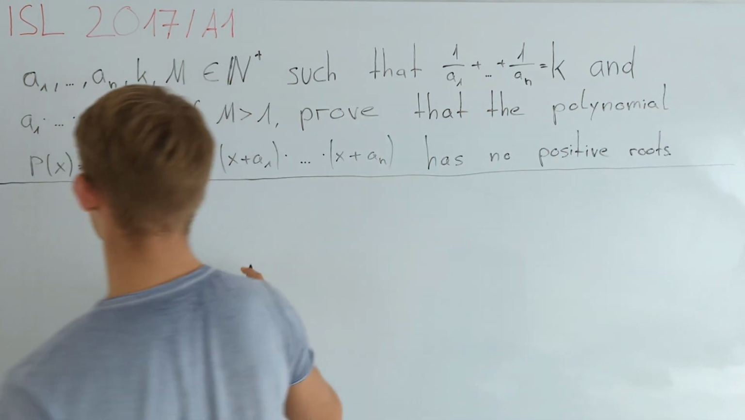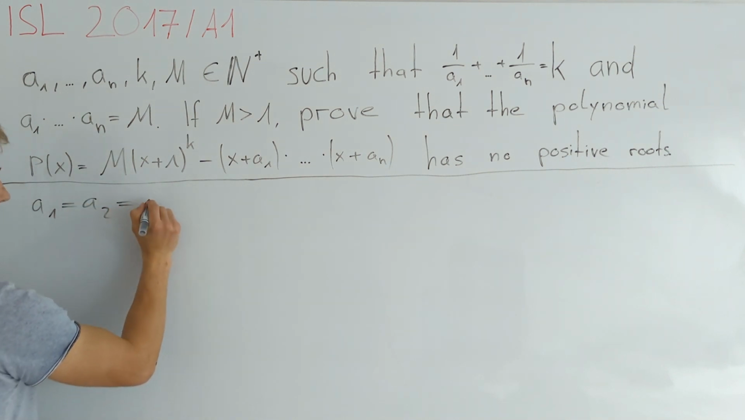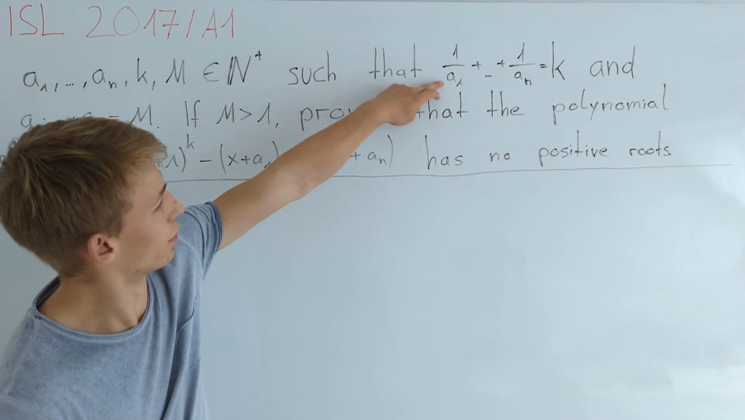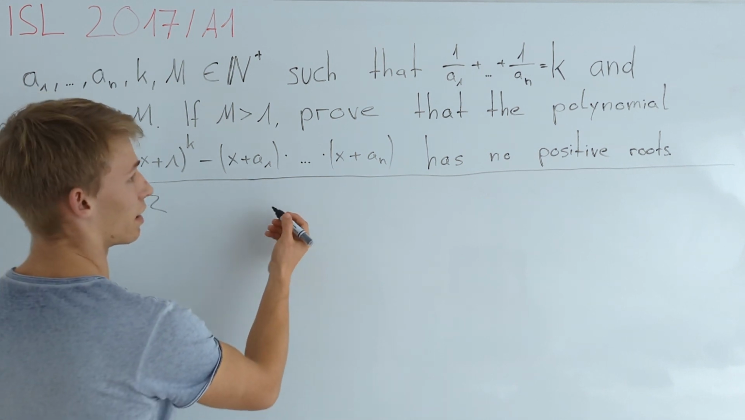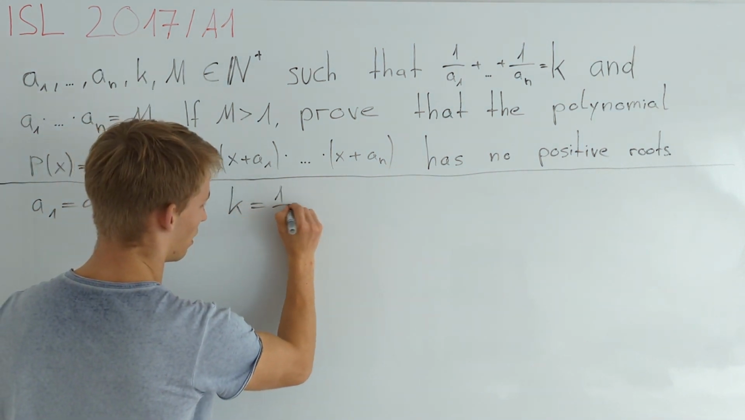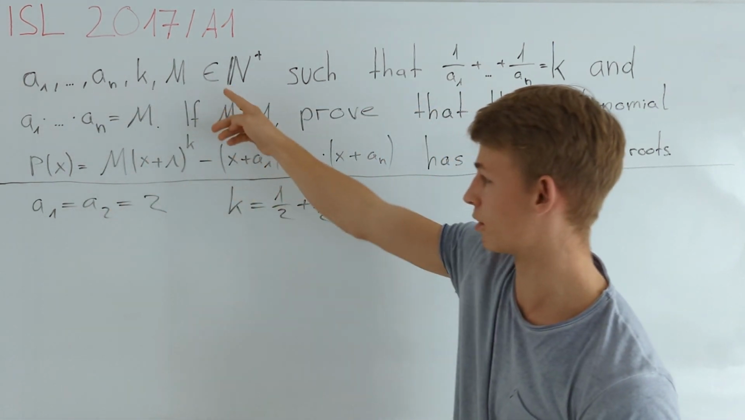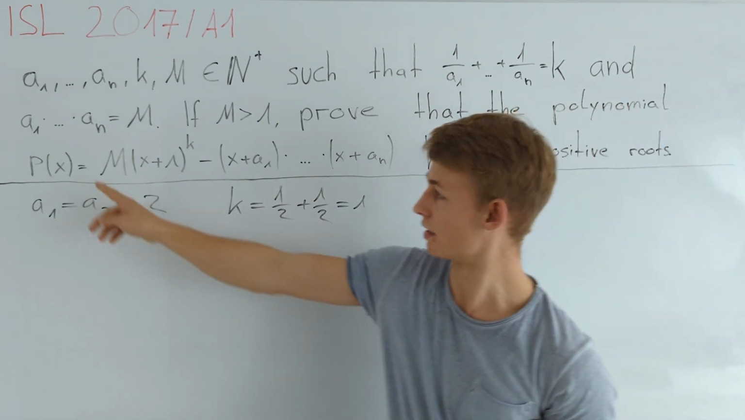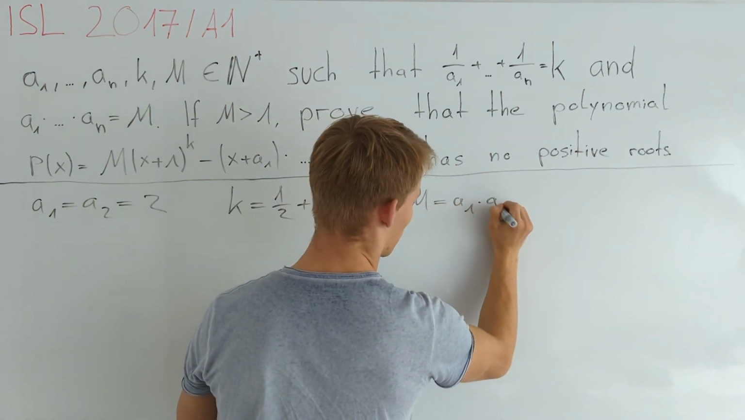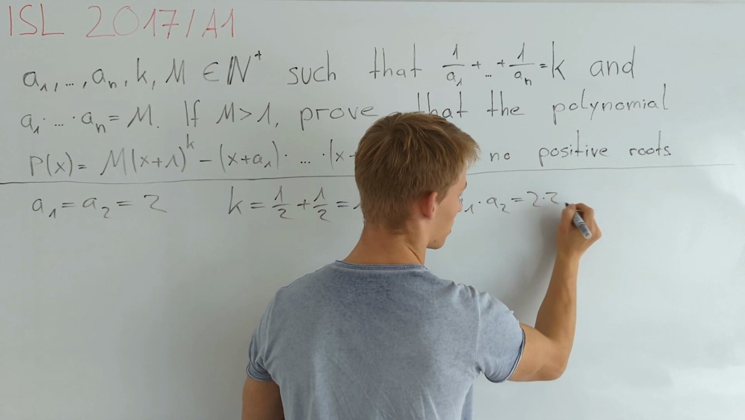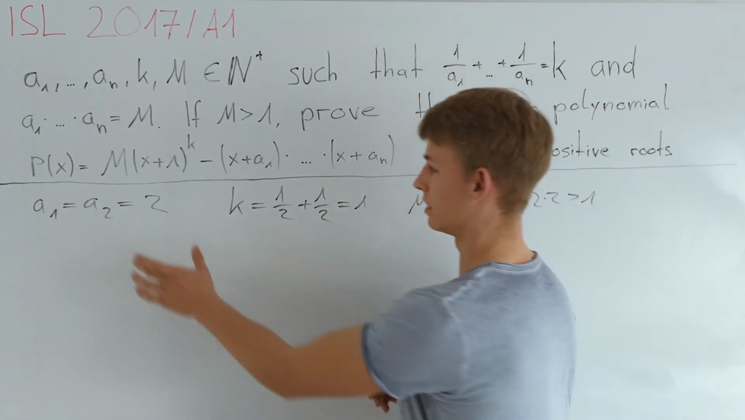Okay, so let's make an easy example. Let a1 be equal to a2 be equal to 2. So now we see that 1 over a1 is 1/2 plus 1 over a2 is also 1/2, so we have that k is equal to 1/2 plus 1/2, which is equal to 1, which is indeed a positive integer. And now we see that m is equal to a1 times a2. This is equal to 2 times 2, which is indeed greater than 1, which is the condition here.